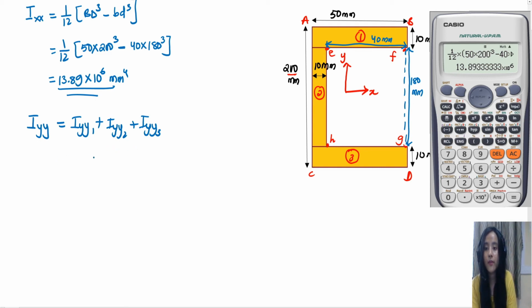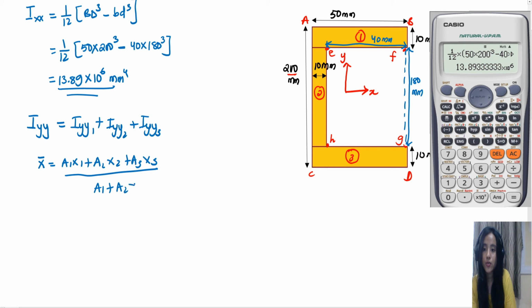So before I apply the parallel axis theorem, I need to find x bar, right? X bar will be equal to a1 x1 plus a2 x2 plus a3 x3 divided by a1 plus a2 plus a3. So this is my total area. So I need to find a1, a2, a3, x1, x2, x3 to find x bar. So let us find one by one.